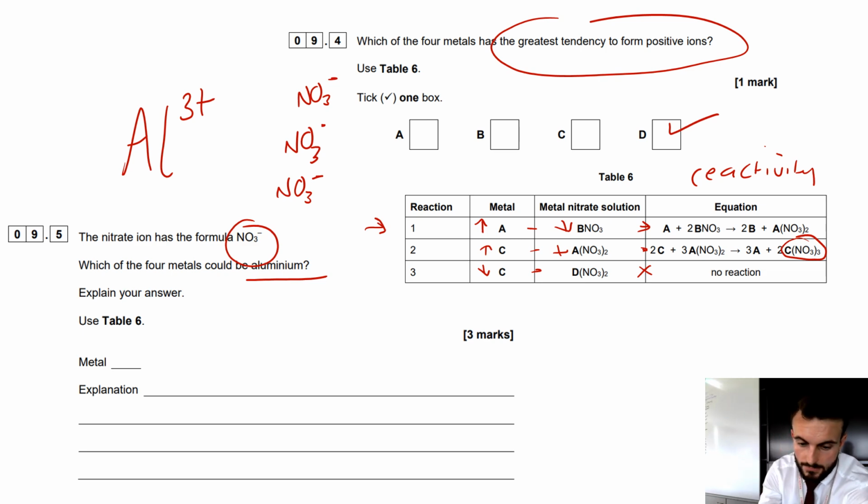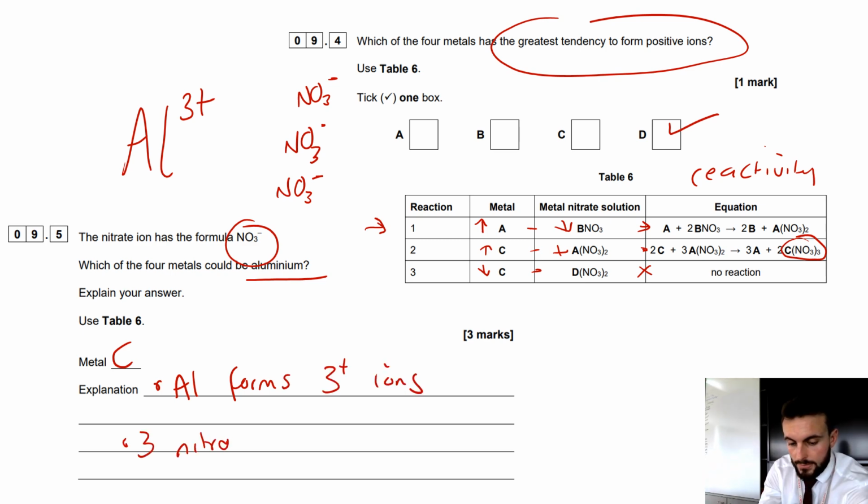So the answer is C, because aluminium forms 3+ ions, so therefore 3 nitrate ions are needed for 1 aluminium.